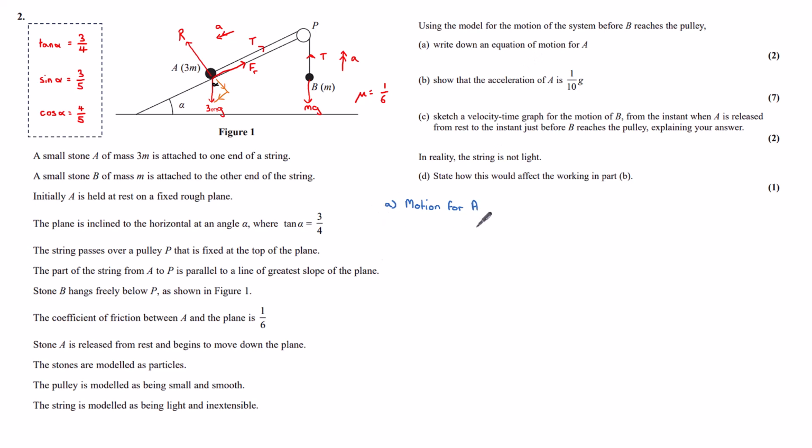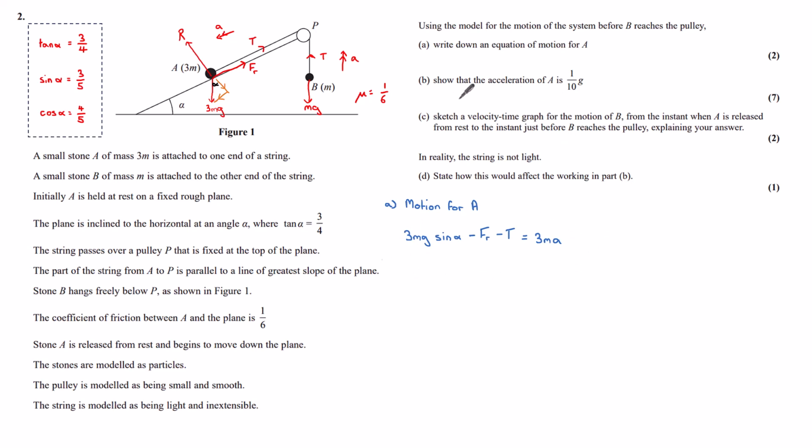So the equation of motion is F equals ma, which is my resultant force is equal to mass times acceleration. Now the resultant force for A is the forces acting down the plane, which is going to be 3mg sine alpha. It's this component here. And that's going to be opposed by friction and tension. So I've got 3mg sine alpha minus friction minus tension. That's my resultant force is equal to mass, which is 3m, times acceleration, which is a. And so this is my equation of motion for A. I don't need to do anything more with that at this point.